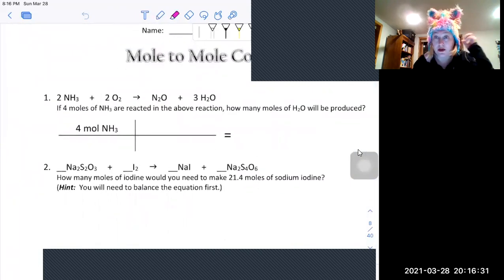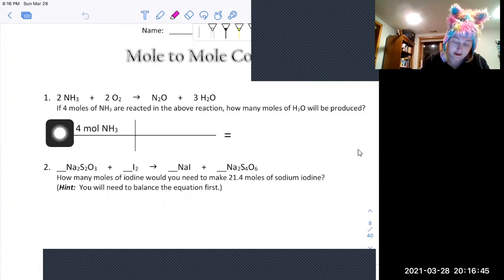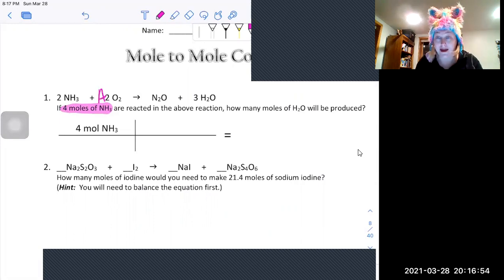So something really important that you're going to want to do when you're doing this is to note which chemical you're starting with. That's chemical A, and which chemical you go to is chemical B. So in here it says we have 4 moles of NH3. Since NH3 is the one that's listed, I'm going to label that as chemical A, and it wants me to go to how many moles of H2O. That will be my chemical B.